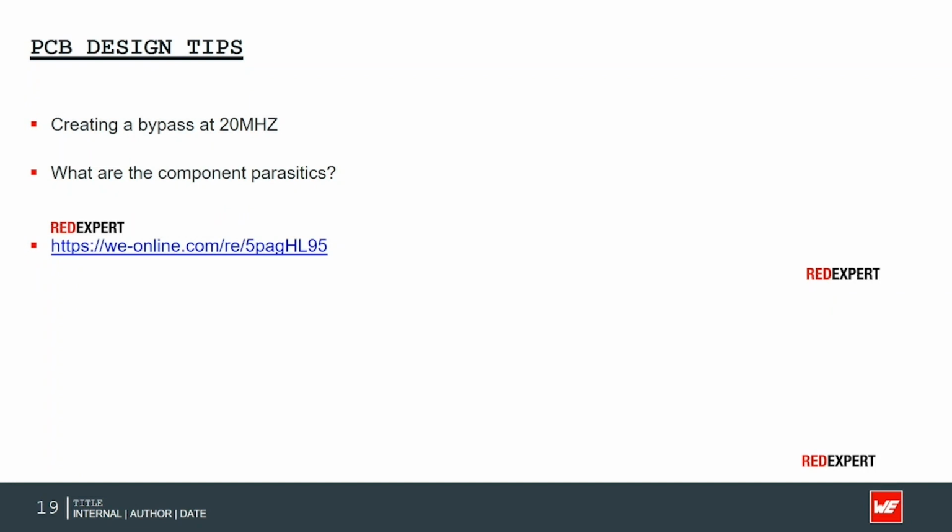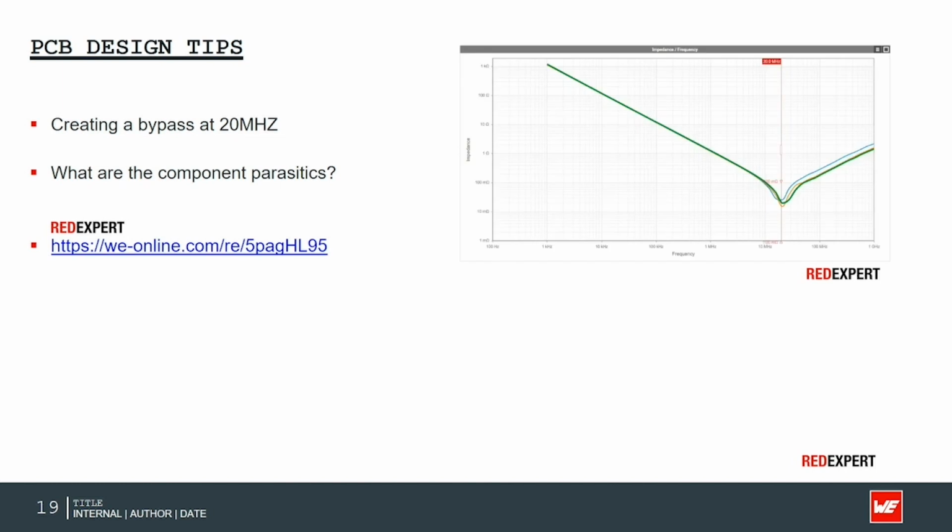I like to start from a use case: creating a bypass at 20 MHz on your PCB to decouple an IC. I want to start by selecting an appropriate component. As seen, a capacitor is an interesting component to do this. For this, I start in the REDEXPERT tool by searching for the lowest impedance for the requested frequency of 20 MHz.